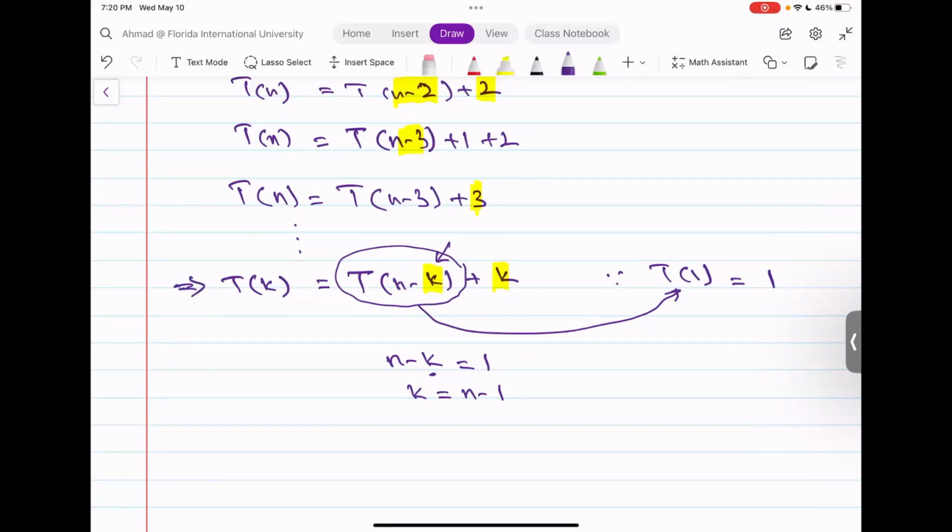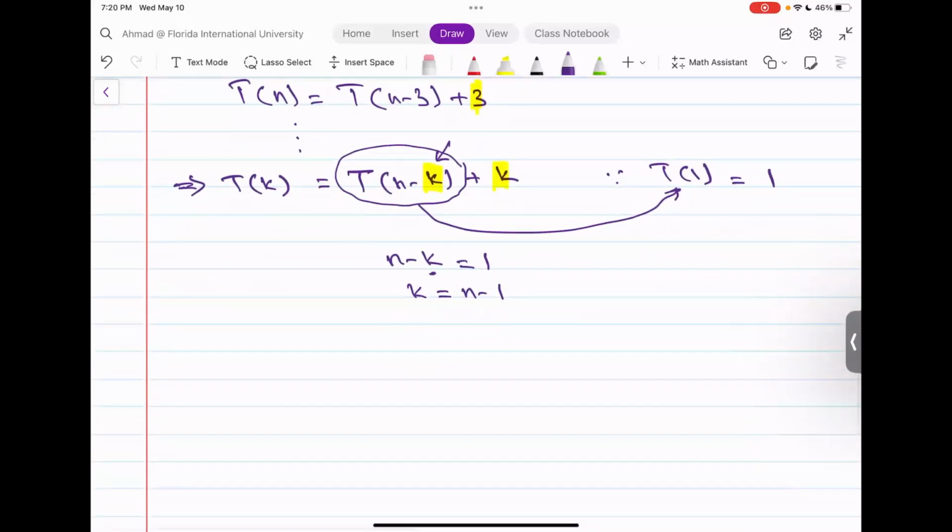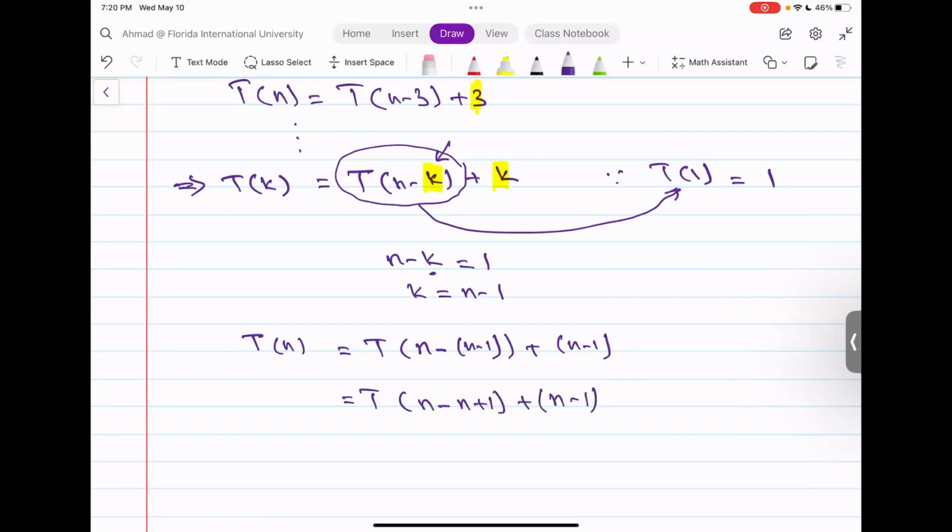So let's see how can I do that now. So now in place of this, I'm going to substitute t of n is going to be t of n minus, in place of k, I'm going to substitute n minus 1. Right? Plus, in place of this k, I'm going to substitute n minus 1. This is going to give me t of n minus n plus 1 plus n minus 1. Right? That's what I'm going to get. Now, this n and n are cancelled out. What is remaining is t of 1 plus n minus 1.